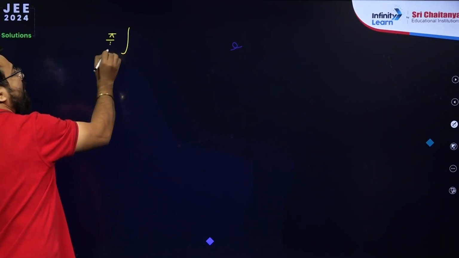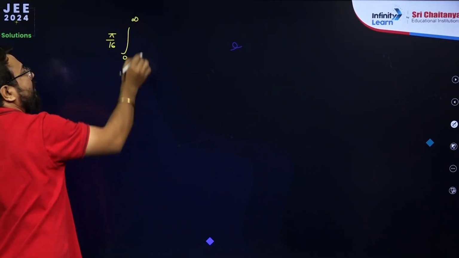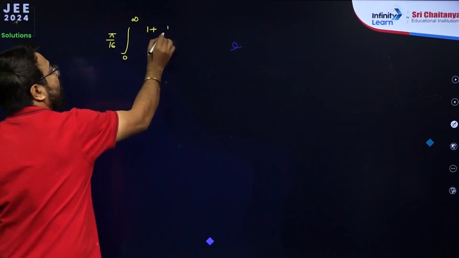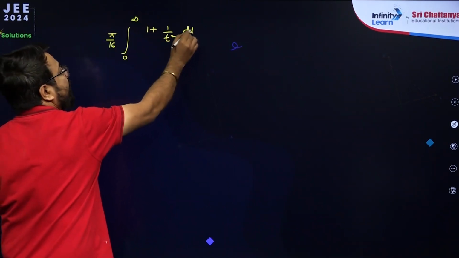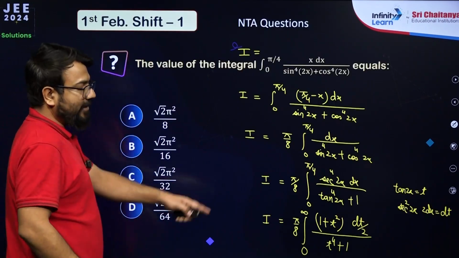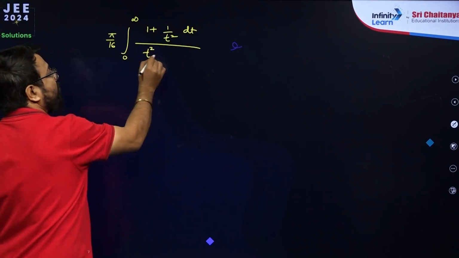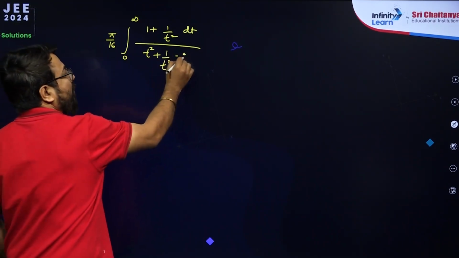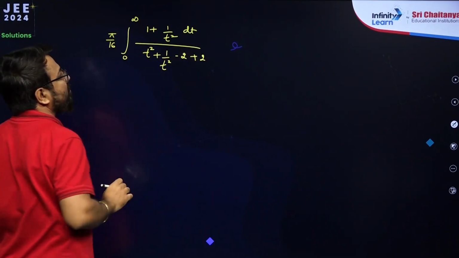I'm writing here pi by 16, 0 to infinity. In the numerator, if I divide by t square, it will become 1 plus 1 upon t square dt. And in the denominator, if I divide by t square, it will be t square plus 1 upon t square. Now let us subtract by 2 and add 2. What is the advantage of doing so?